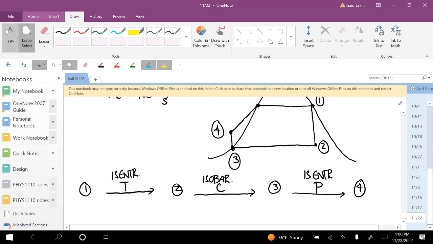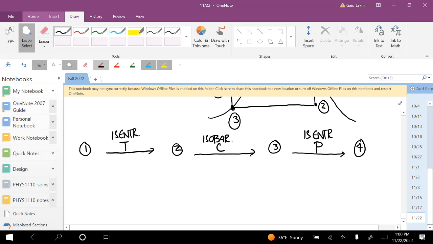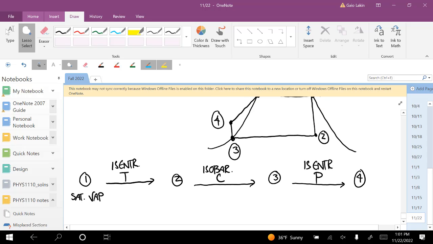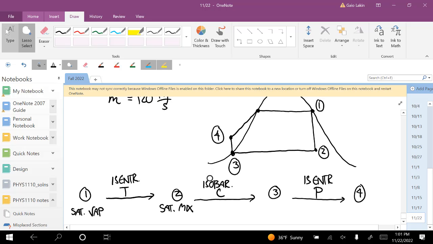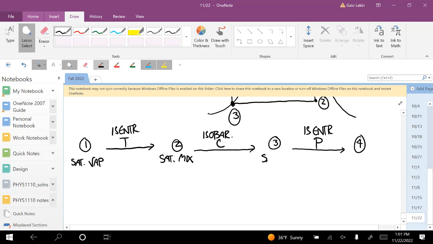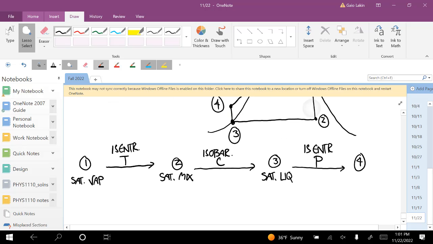And from this diagram, you can see that at state 1, we are at a saturated vapor. At state 2, we're at a saturated mix. At state 3, we're at a saturated liquid. And at state 4, we're at a compressed liquid.